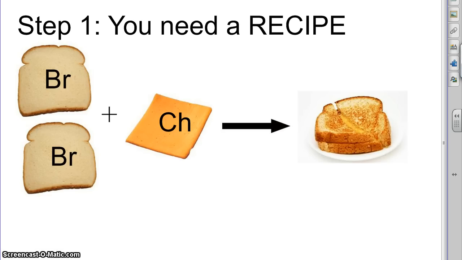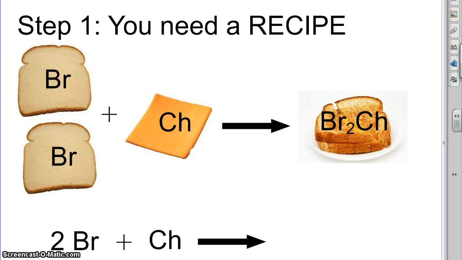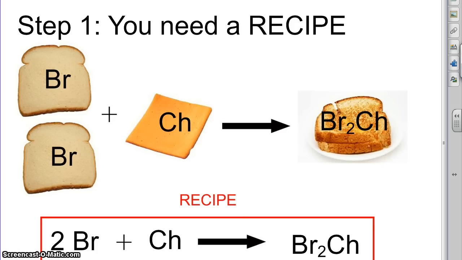Now, we don't need a new symbol for a grilled cheese sandwich because it's just a combination of the symbols we already have. It's two breads, one cheese. So, in chemistry, we would write a recipe like this. We would write that we use two slices of bread and one slice of cheese to make one grilled cheese sandwich. That's how we would write it if we were doing a chemistry problem. So, that is our recipe, step one. So, there we go.